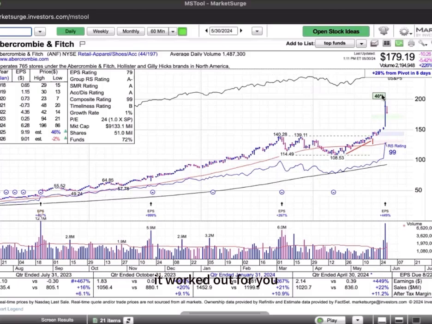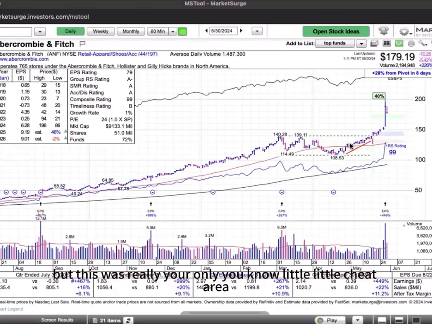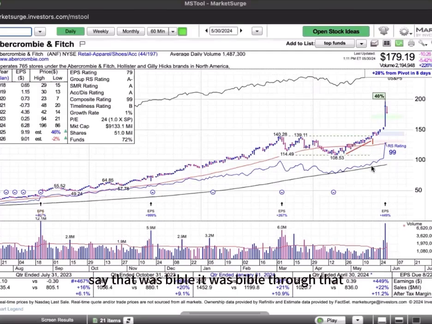Look, it worked out for you. And this is the type of situation if you're going to play something really, really short. This is a 99 RS. This is the type of name I would want to do it in. But this was really your only little cheat area that I would have, if I was going to say that it was buyable through that. But even that was a little bit short.